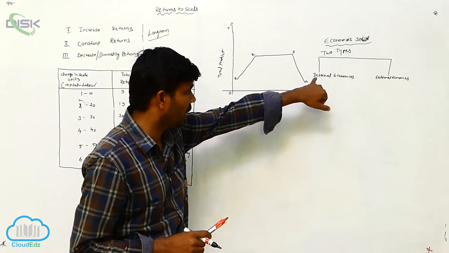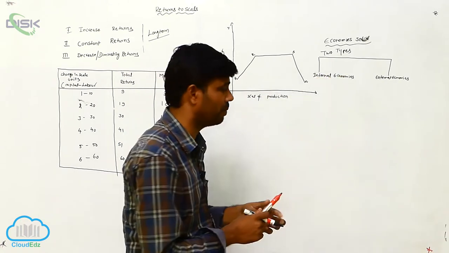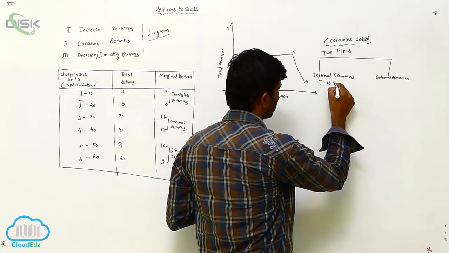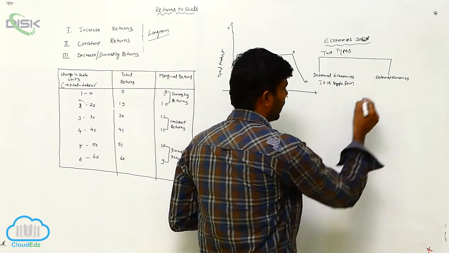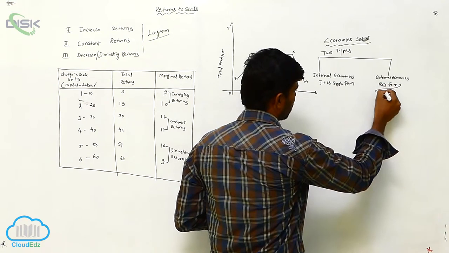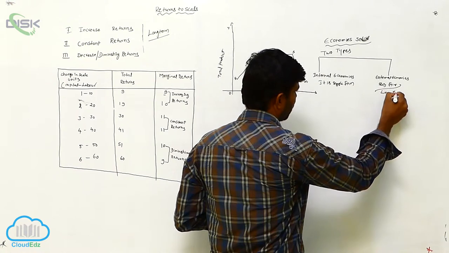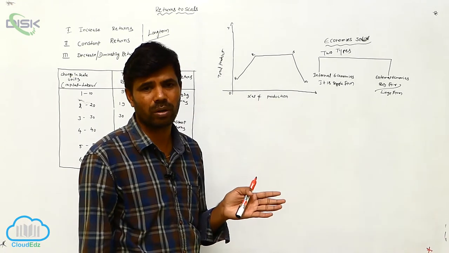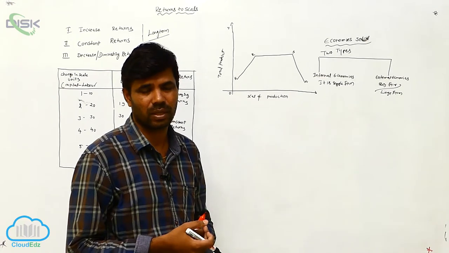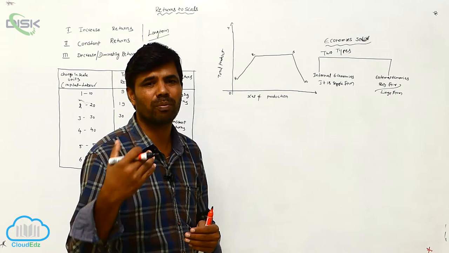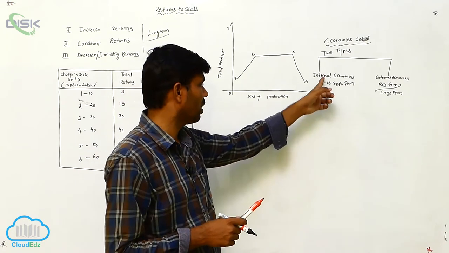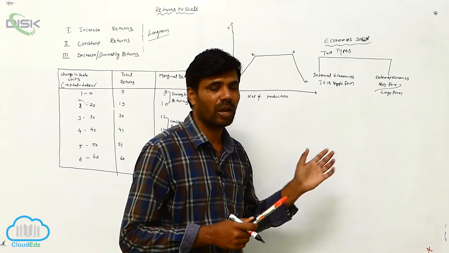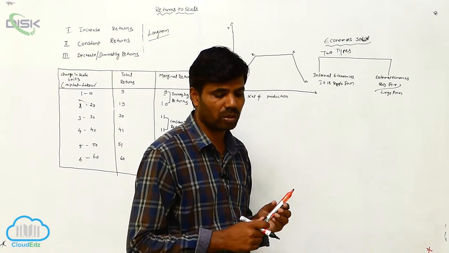Please concentrate: internal economies are for a single firm. External economies are for a big, large firm. We take the help of the factors of production for output, but a single firm can't achieve the maximum output. That is internal economies. We have different types of internal economies.